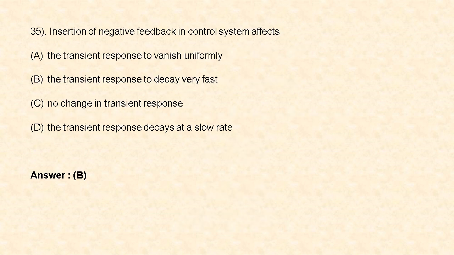Next question. Insertion of negative feedback in control system affects option A, the transient response to vanish uniformly, option B, the transient response to decay very fast, option C, no change in transient response, option D, the transient response decays at a slow rate. Here if you see, inserting negative feedback in the system, the transient response will decay very fast. So option B is correct.